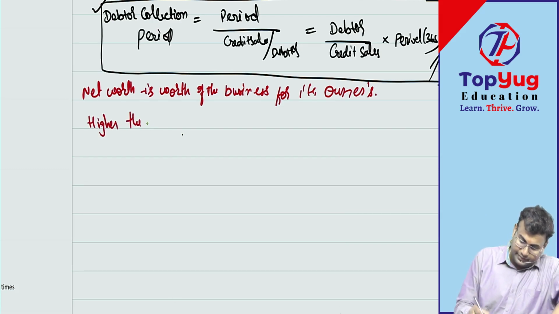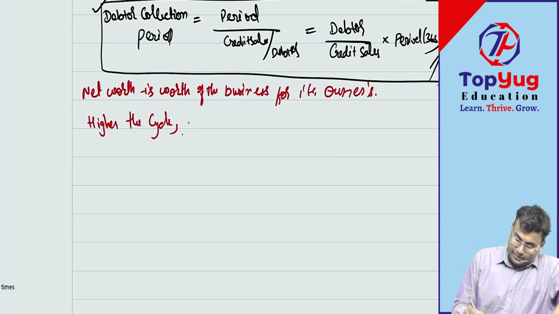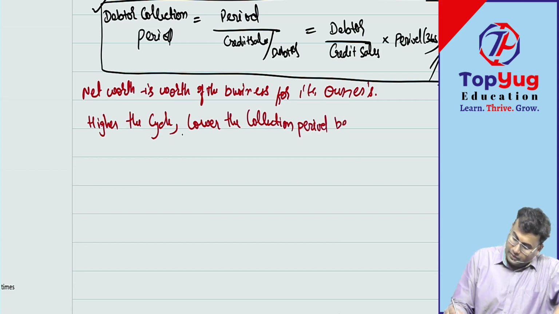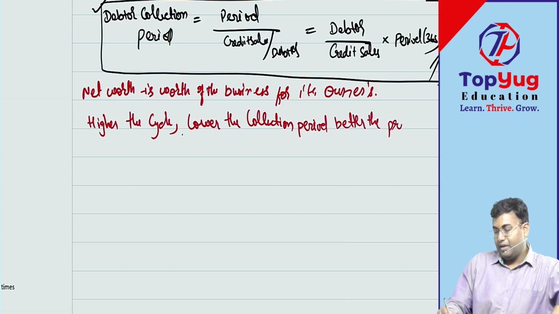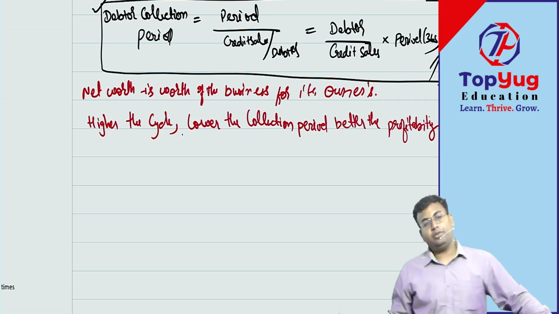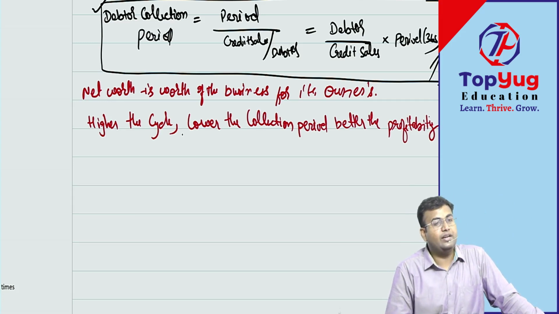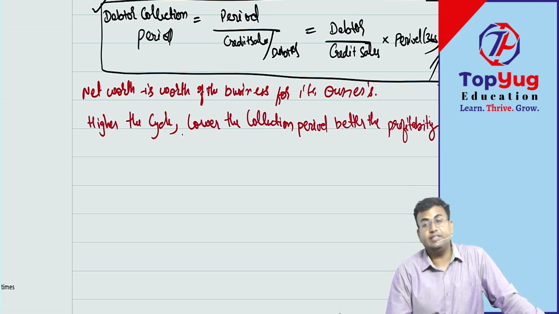Higher the cycle, lower the collection period, better the profitability. Now you'll ask how the profitability will be better, sir. More sales will result in more profitability, no? And if you are able to find a way to reduce the cycle, then you will find a better way of making profits also. Then you will say, sir, how should I increase the number of cycles?